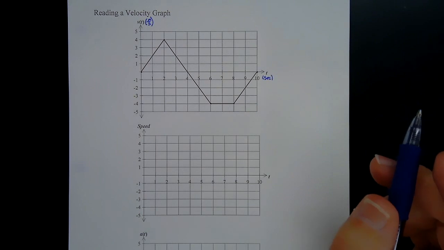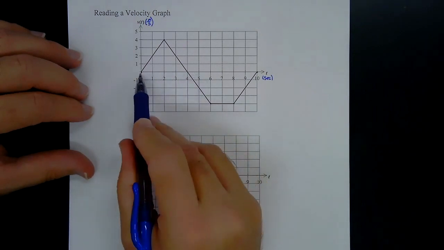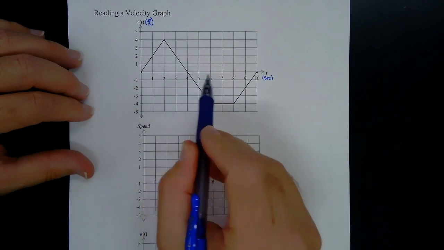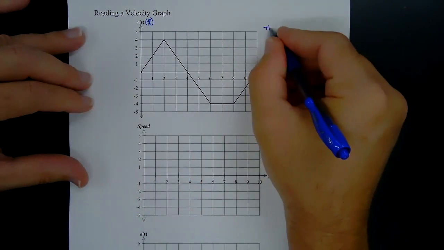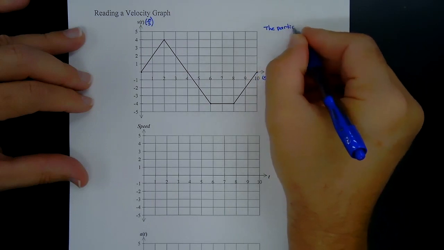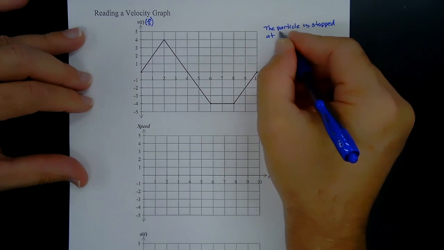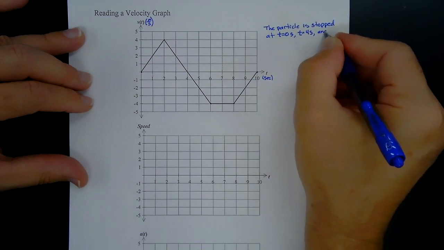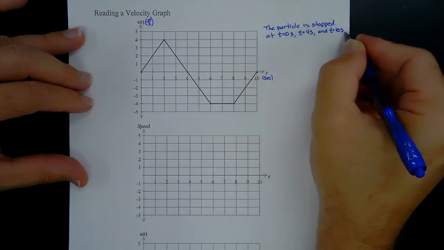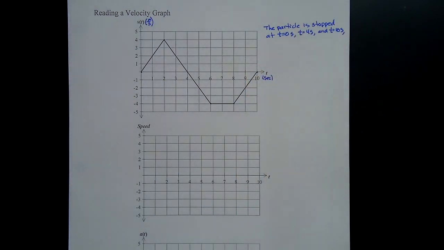Is the velocity ever 0? Yeah, it is. At time 0, the velocity was 0 because anytime it touches the x-axis, the velocity is 0. So the velocity is 0 here, the velocity is 0 here, and also the velocity is 0 at 10. Okay, so the particle is stopped at t equals 0 seconds, t equals 4 seconds, and t equals 10 seconds. And you have to give me a reason why. Did you just guess, or how do you know that? You have to justify why you're saying this.